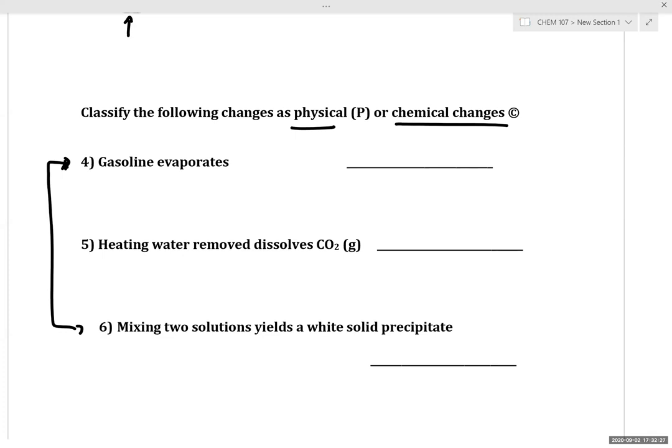To answer the question in the chat, yes, cooking eggs would be a chemical change because you're changing the chemical composition and the chemical formula of each of the reactants found in eggs. It's a functionally irreversible chemical change. And we'll discuss this example in about 1 more minute.